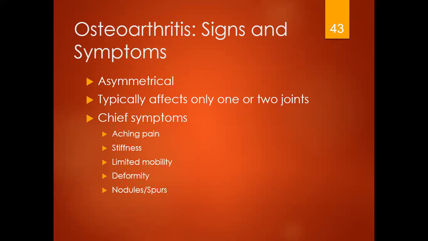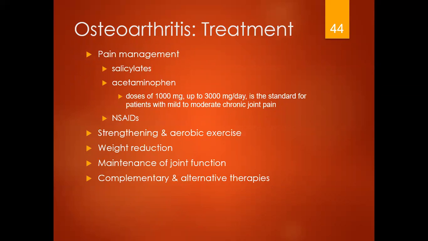Osteoarthritis is usually asymmetrical. It's only happening on one side of the body and affecting 1 or 2 joints. It's a lot of aching pain and stiffness. Maybe they're not able to move as well as they used to. They may have a deformity, and nodules or spurs may develop.